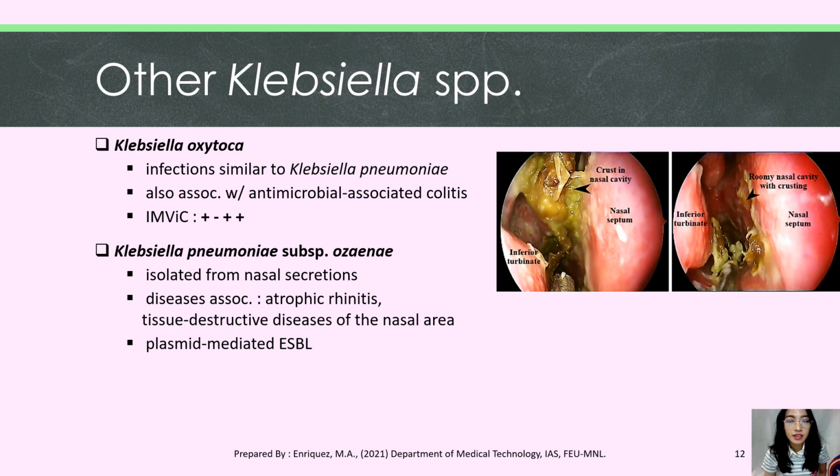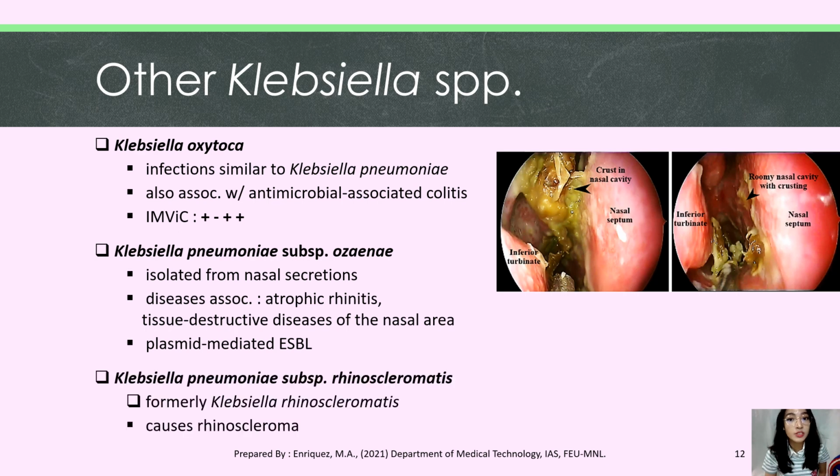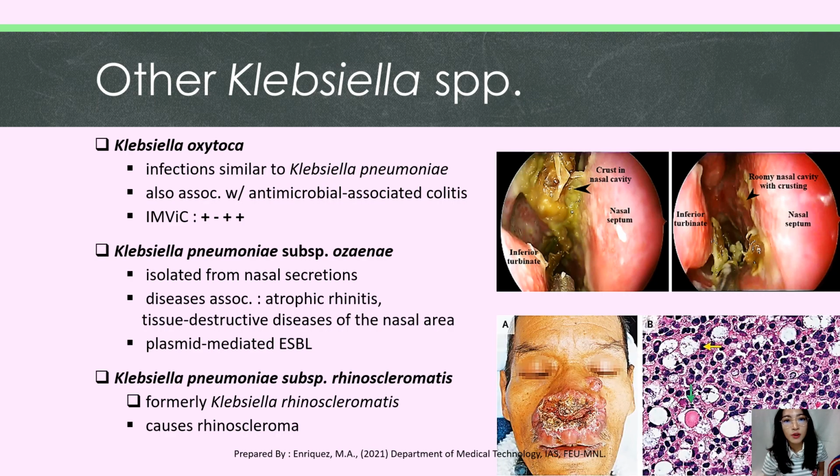Next is Klebsiella pneumoniae subspecies rhinoscleromatis, which was formerly referred to as a separate species called Klebsiella rhinoscleromatis, and this one has been isolated from patients with rhinoscleroma, which is an infection of the nasal cavity that manifests as intense swelling and malformation of the entire face and neck.